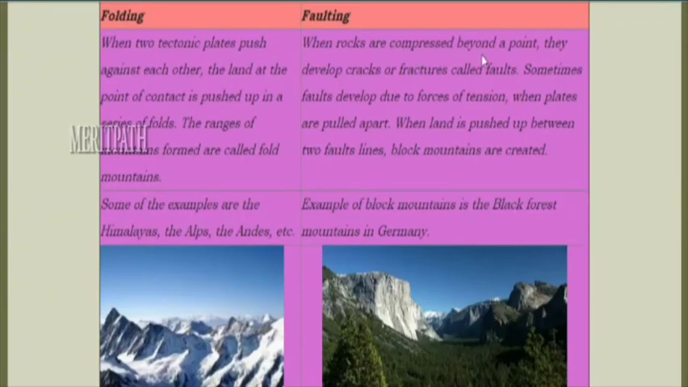And what is a faulting force? When rocks are compressed beyond a point, they develop cracks or fractures. They are known as faults. These faults develop due to forces of tension, when the plates are pulled apart. When land is pushed up between these two fault lines, block mountains are created.